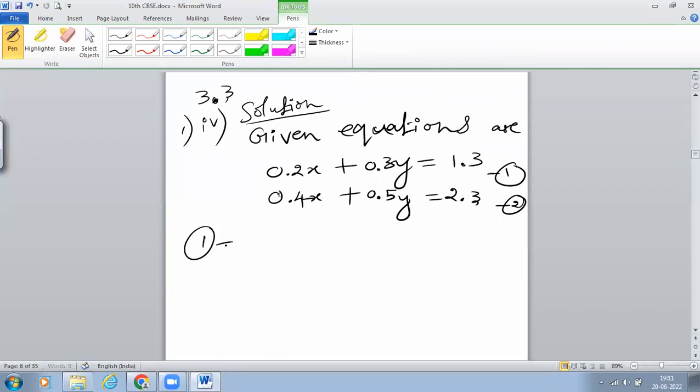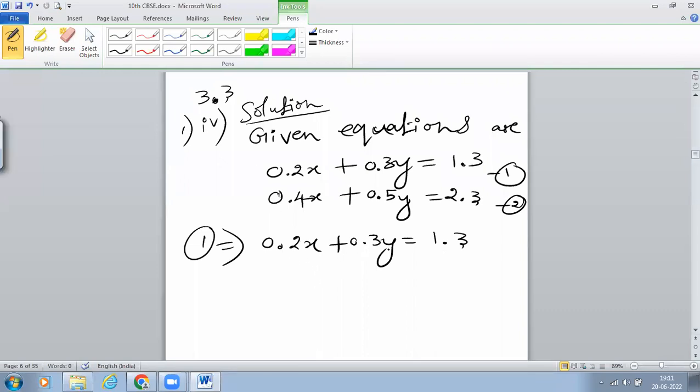Listen now, first equation I'm going to take. Equation number 1 is 0.2x plus 0.3y is equal to 1.3. How many of you know the basic things about decimal multiplication, decimal division, as well as decimal addition and subtraction? If you know the basics, then it is easy. Or else, if you are not feeling comfortable in dealing with decimal numbers, there is another method. First, I will teach you as it is, because the question has decimal numbers as coefficients. Then I will teach you a different method. First we'll do it as it is.